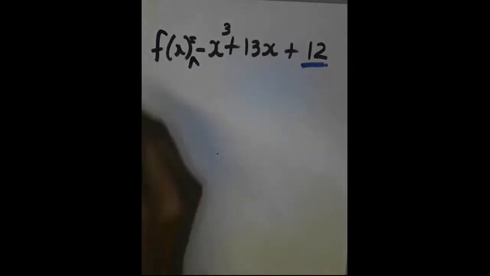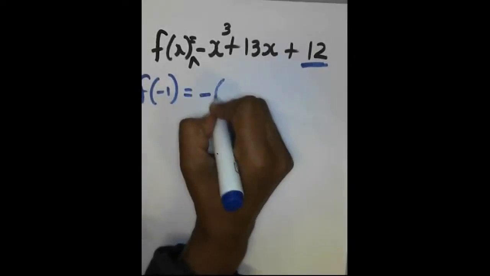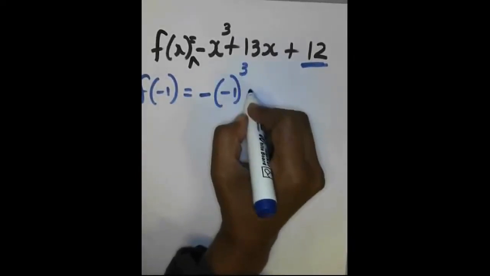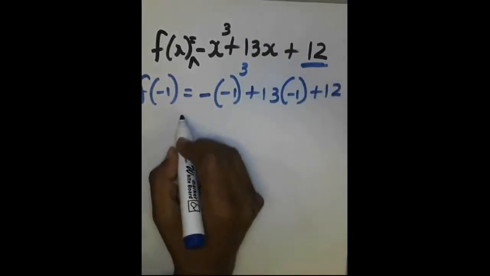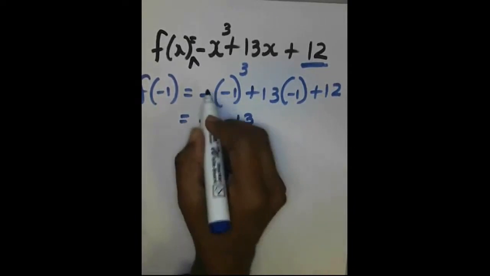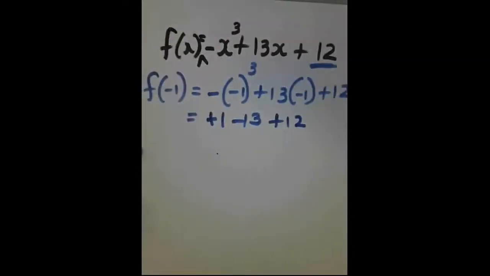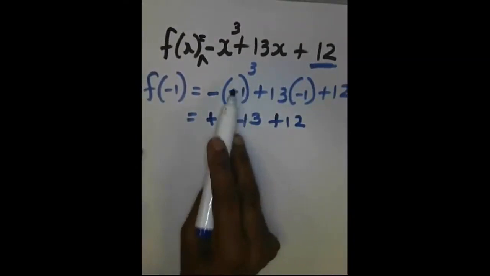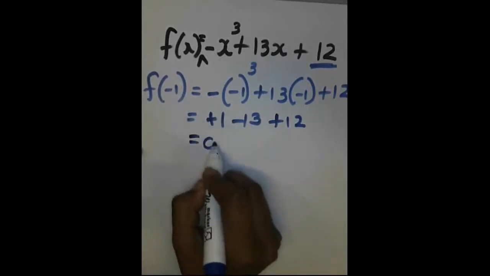So in this case, I have found f of minus 1. If I substitute minus 1 into here, then let's see what happens. I end up here with positive 1, negative 13, and positive 12, because negative 1 cubed is negative 1, multiplied by negative is a positive. So this gives me 0.